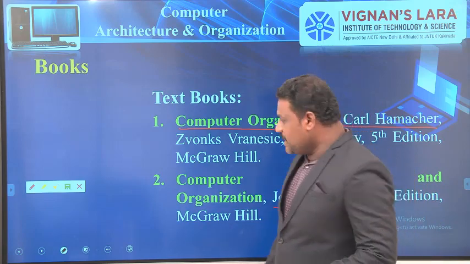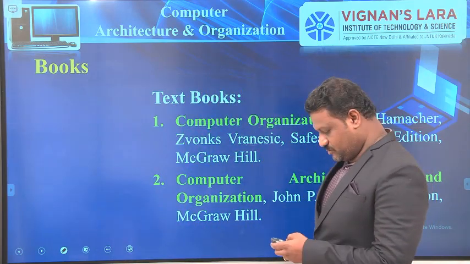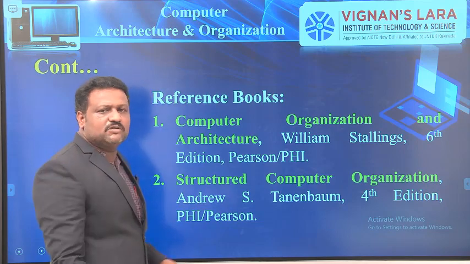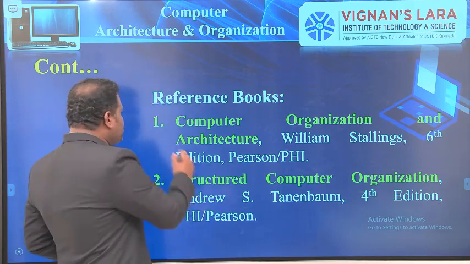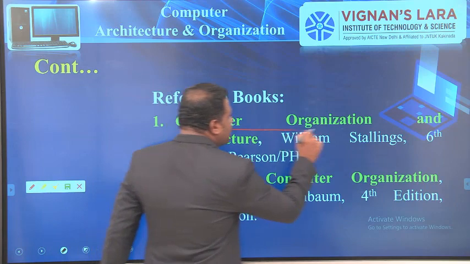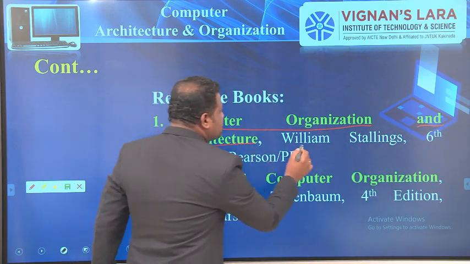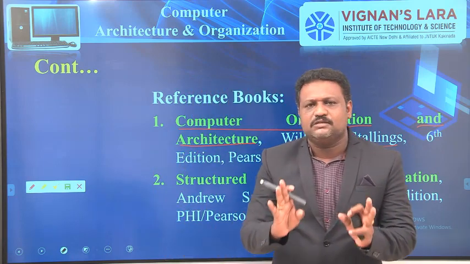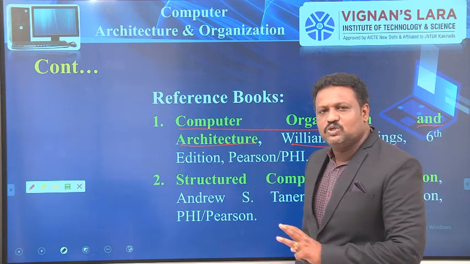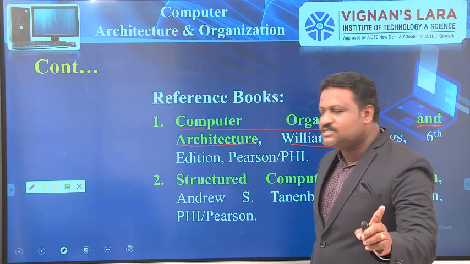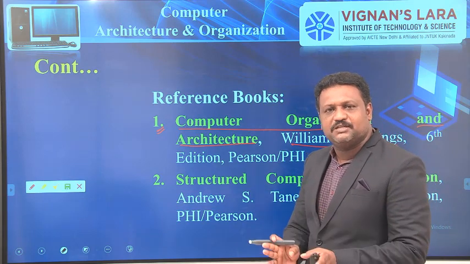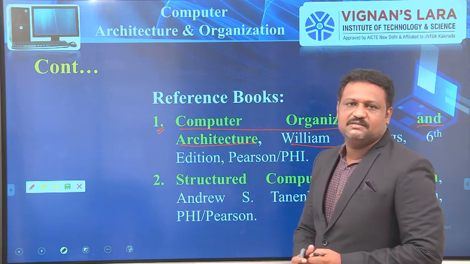In addition to this, if I want to refer to some standard books, these are the reference books. I mentioned a total of 4 reference books for our course, but out of these 4, the first book is very, very important to learn this entire course. That is Computer Organization and Architecture by William Stallings. This is a wonderful book for this entire course. If you have any minute doubt regarding this subject, this is the best book to go and clarify your doubts. I repeat, friends, in our reference books, the first book, Computer Organization and Architecture, is very important to learn the concepts in this particular course.